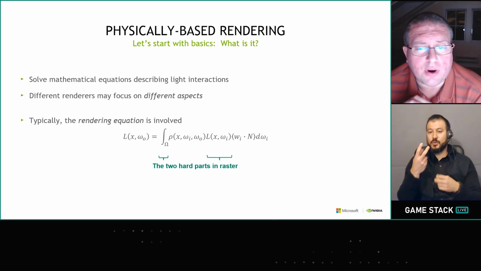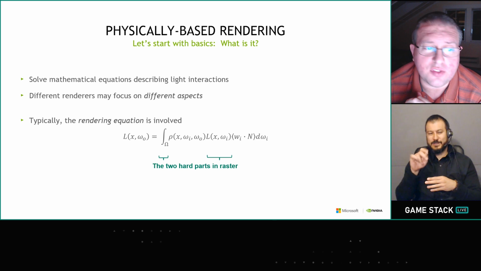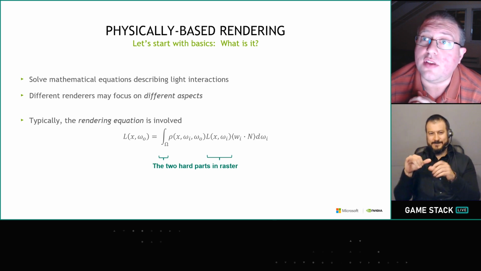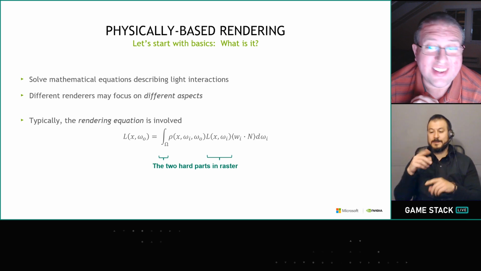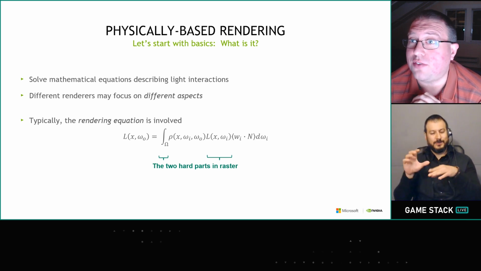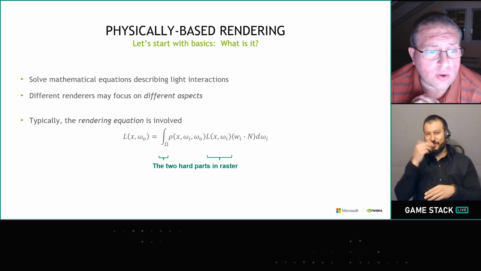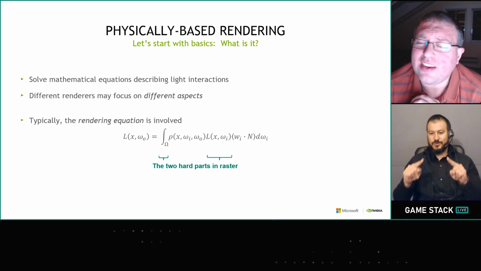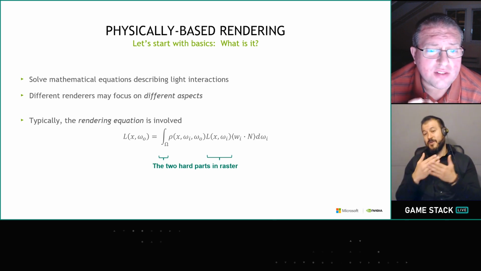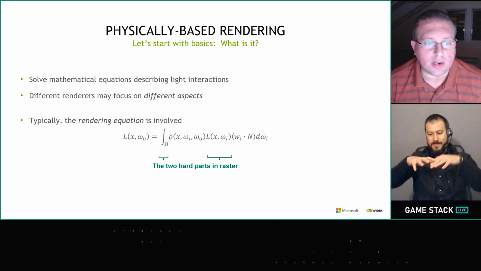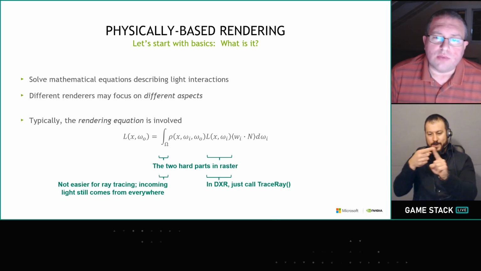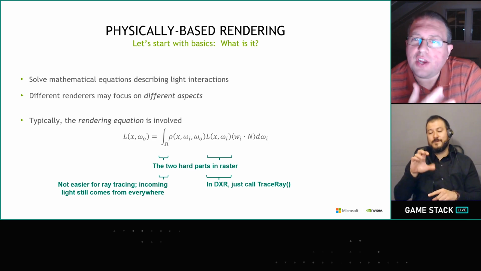Now, the two hard parts in rasterization are, inside the integral, the term L, which is the incident lighting at any given pixel from a direction. This is just difficult to compute in raster because you don't know that. You're processing one triangle at a time. The second hard part is the integral itself, because you need to integrate the illumination over the entire hemisphere at every point. Moving to ray tracing, this changes a little bit.